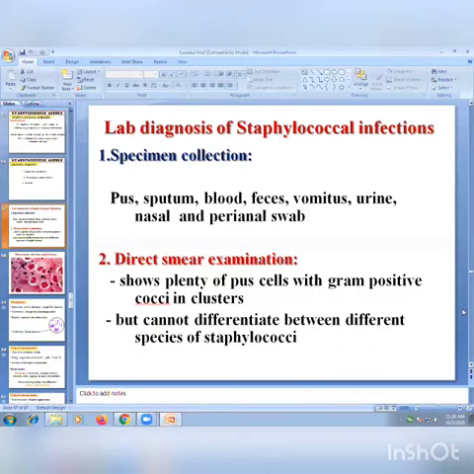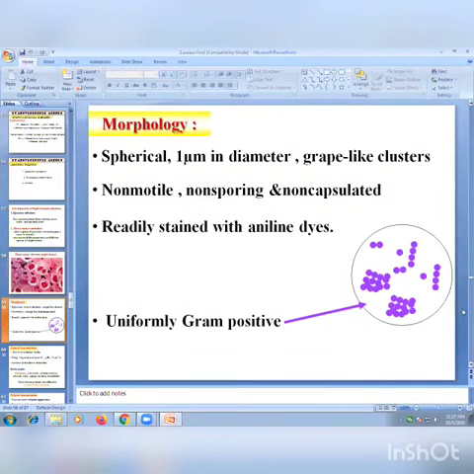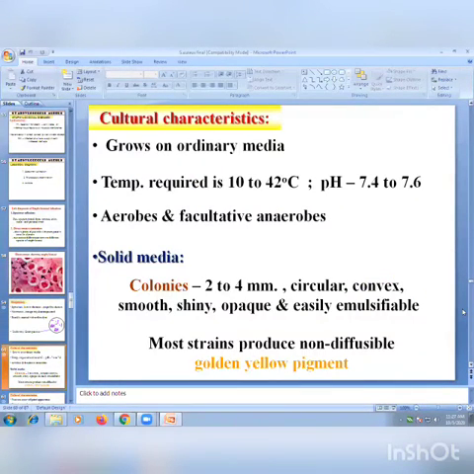In laboratory diagnosis of Staphylococci, specimens collected are pus, sputum, blood, feces, vomit, urine, nasal and perineal swabs, and remaining contaminated food, which we also use in food poisoning. Direct smear examination shows plenty of pus cells with gram-positive cocci in clusters, but the different species of Staphylococci cannot be differentiated. So this is the picture of gram staining: gram-positive cocci in clusters. These are spherical, as we already learned.